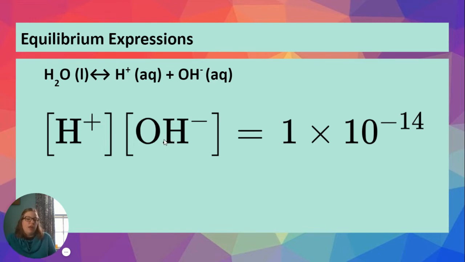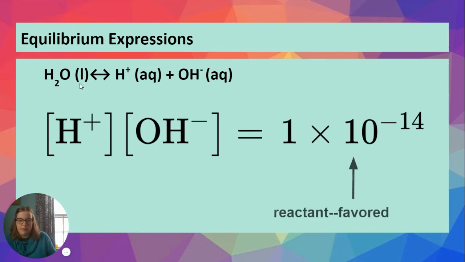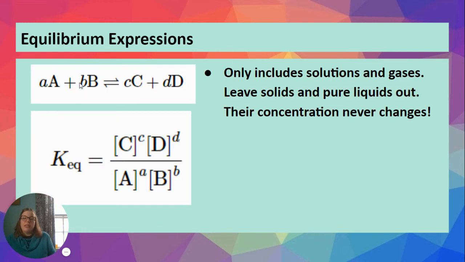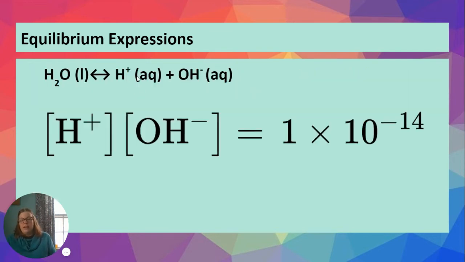Now you might say to yourself, where is the H2O here? Our expression is a ratio of products over reactants. I'm sorry, let me back up again. I have H plus aqueous and OH minus aqueous, and those go into the top part of my equilibrium expression, and they have superscripts of 1 and 1 because of the coefficients here. H2O gets left out in this case because it's a pure liquid.